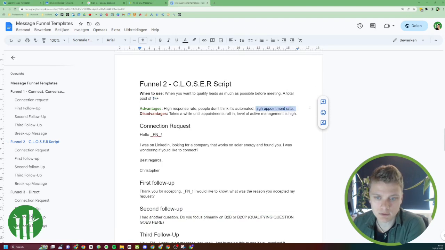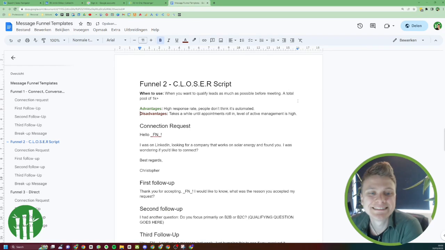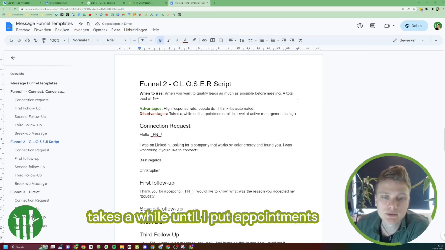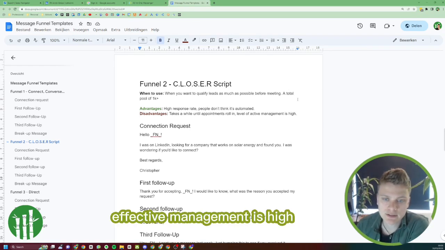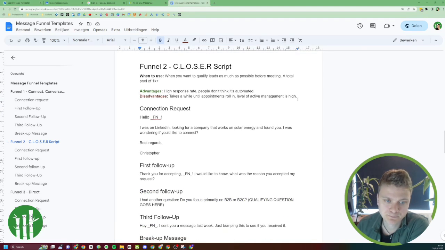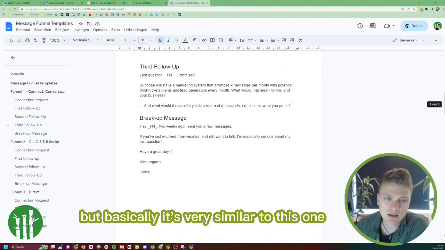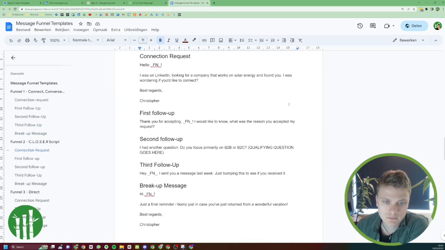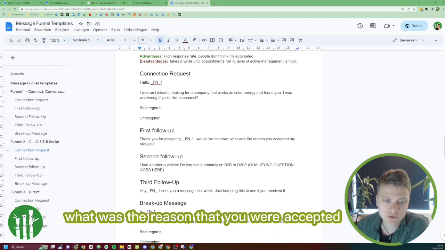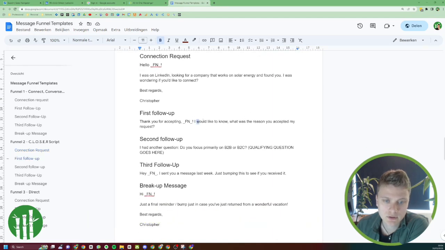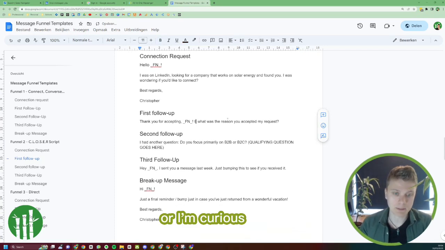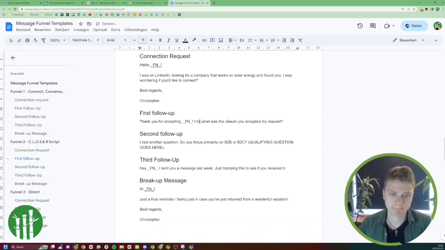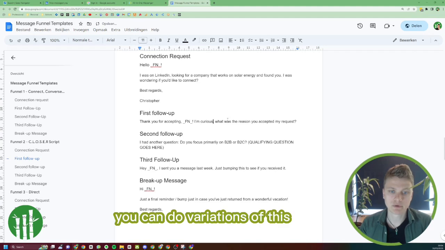The disadvantage is it takes a while until appointments roll in. Level of effective management is high. So basically it's very similar to this one. I would like to know what was the reason that you accepted, or I'm curious. So you can do variations of this.